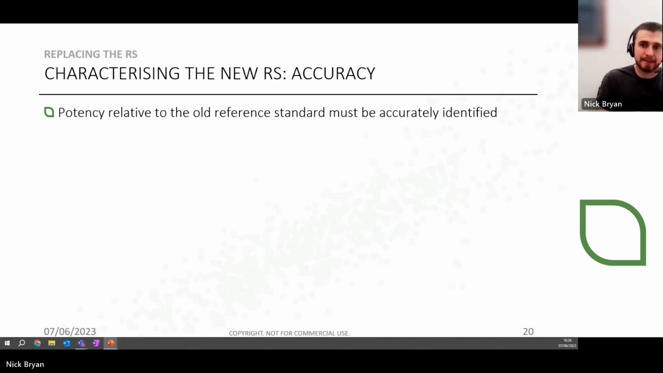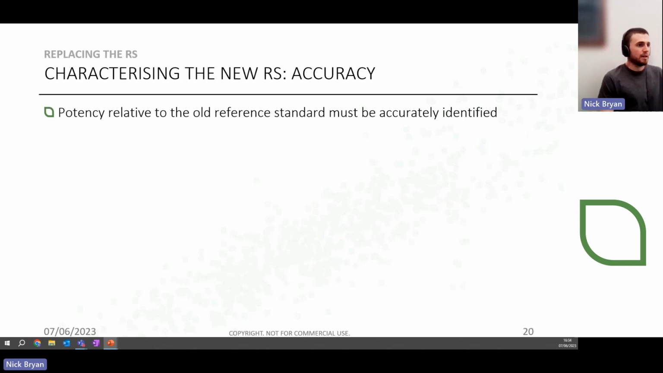When we replace our reference standard, we want to try and avoid having to revalidate the entire assay. And as I mentioned, that's about being able to demonstrate that the assay is still able to perform as expected to the same level of performance that we achieved previously. So just in the same way with assay transfer, now we're looking at a change in the reference standard material, but it's the same idea.